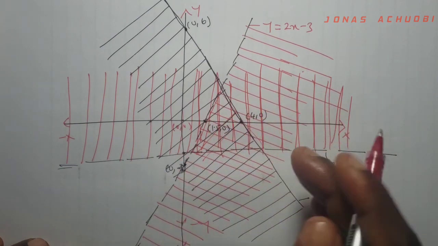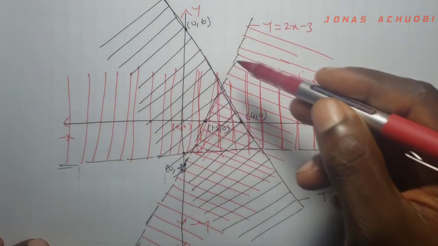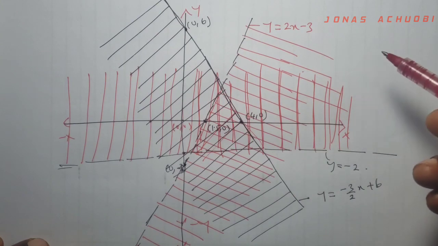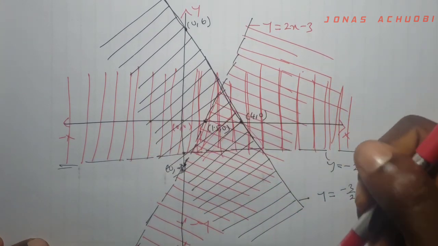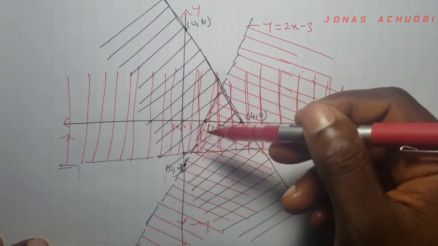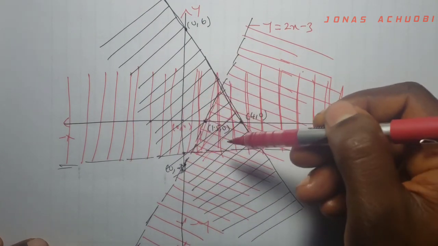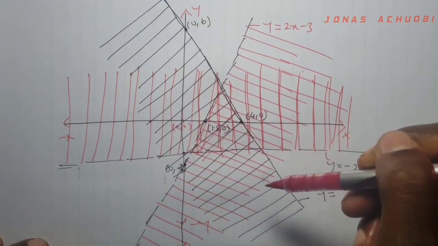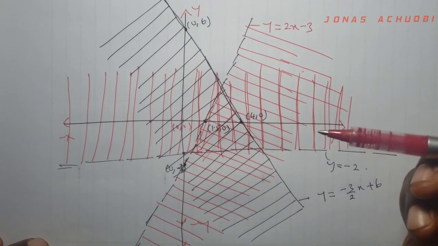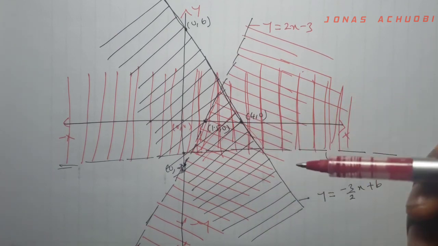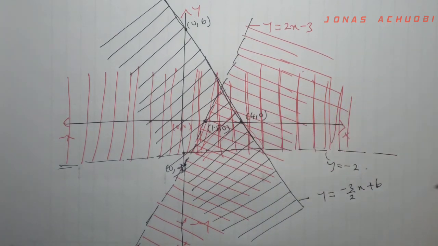So what we do here is we draw the lines for each inequality and shade the regions that correspond to the solutions. After that, the region where all the regions intersect becomes our solution region. And that is how we solve a system of inequalities.